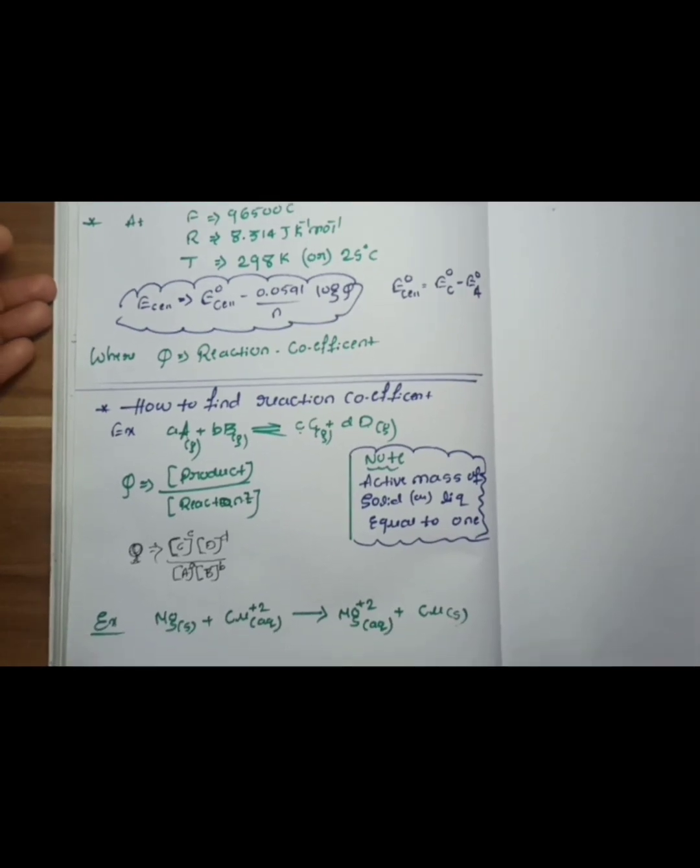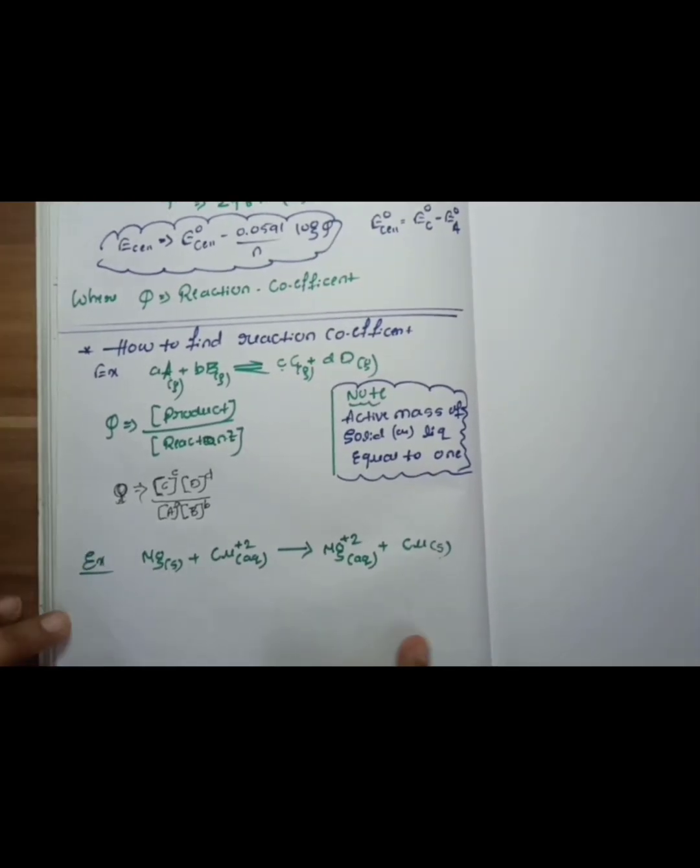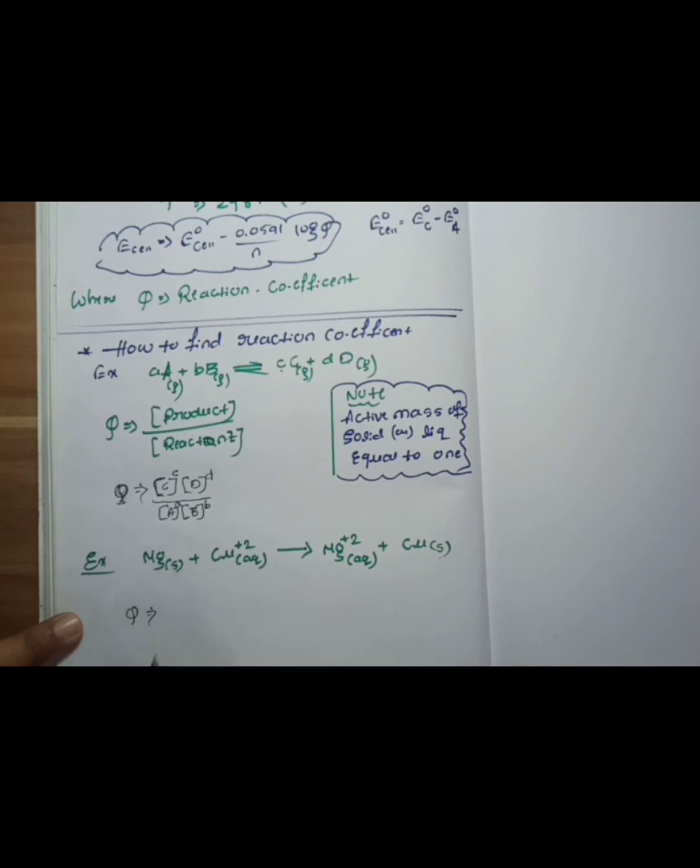Now one more example I will consider. By taking this I will explain how to find Q. This type of cell reaction will be given in a question. For this, how to find Q? The reaction coefficient is equal to the concentration of products divided by the concentration of reactants, raised to the stoichiometric coefficient.